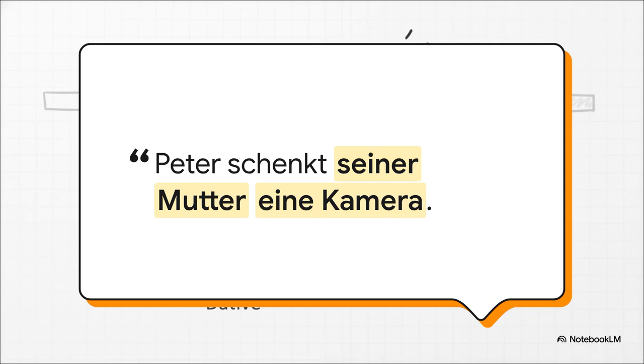Take a look at this example. Peter schenkt seiner Mutter eine Kamera. See that? The dative noun, seiner Mutter, in blue, the recipient, comes right before the accusative noun, eine Kamera, in green, the thing. This whole recipient first thing, that's your default setting whenever you're dealing with two nouns.